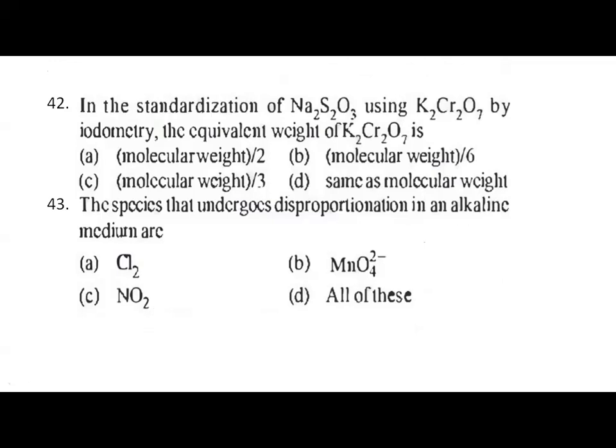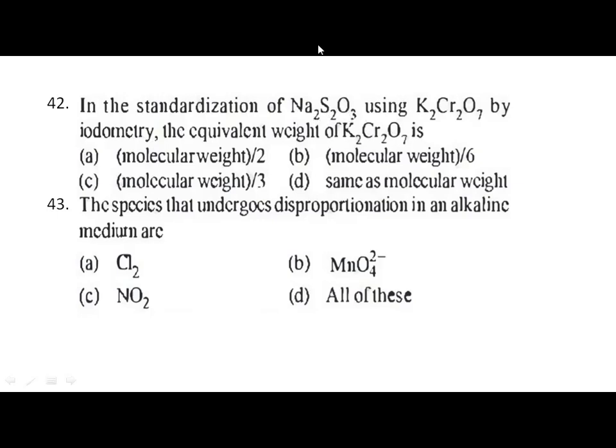In the standardization of Na2S2O3 using K2Cr2O7 by iodometry, what is the equivalent weight of K2Cr2O7? See, in iodometry, when you use K2Cr2O7, it liberates iodine from iodides. That is, you take NaI or KI, which is titrated with Na2S2O3.